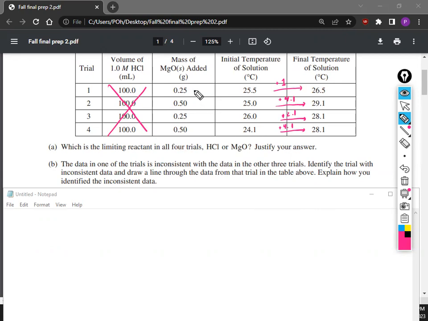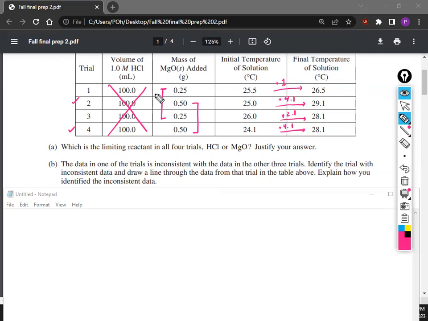If we take a look right here, we have 0.25, 0.5, 0.25, and 0.5. So 2 of them are 0.25 and 2 of them are 0.5. These are the ones that we're going to want to compare. So let's start with the 0.5. If you look right here at 2 and 4, when you have 0.5 grams of MgO, is there any difference in the change in temperature? No, not at all, right? So that means that these are probably consistent with one another. You have 0.5 and you're going to have about 4 degrees change in temperature.